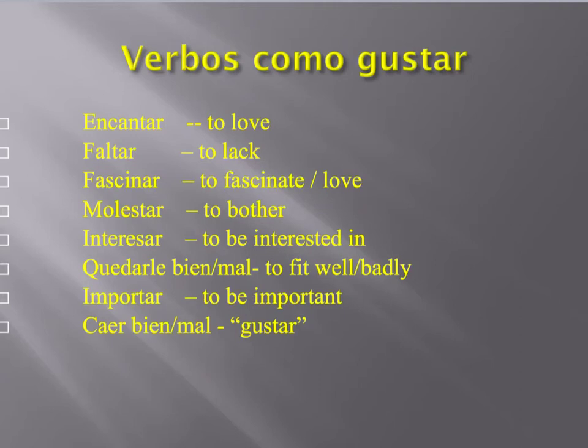Here's a list of some verbs like gustar. Now, if you notice, there are a lot of verbs that are AR verbs. Encantar, faltar, fascinar, molestar. Remember that these are either going to end in an A or an AN for AR verbs. Down here we have an ER verb, and ER verbs can end in an E or an EN, so you have to pay attention to what type of word it is. Quedarle bien already has the le with it, so that le will come to the front, and you'll change it to whatever it needs to be, the me, te, le, nos, os, les. So this verb is just showing you that it needs an indirect object pronoun.